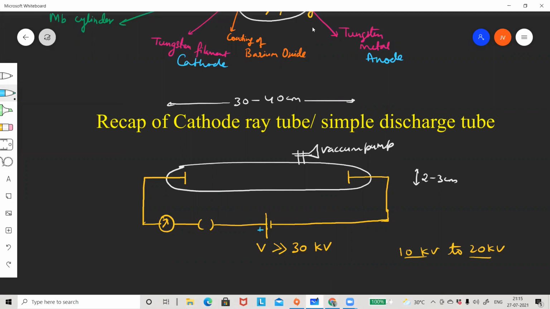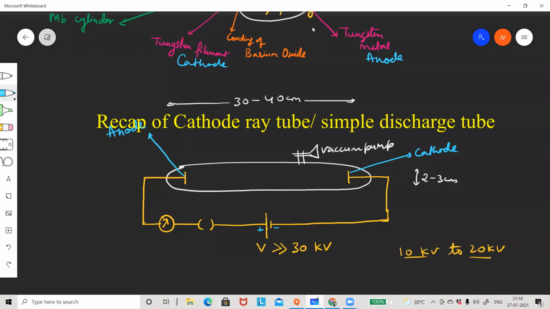The longer one is positive, the shorter one is negative. The positive terminal of the battery is connected to which electrode? That electrode is called anode. The negative is connected to which? That is called a cathode. And then there may be some gas or air inside.